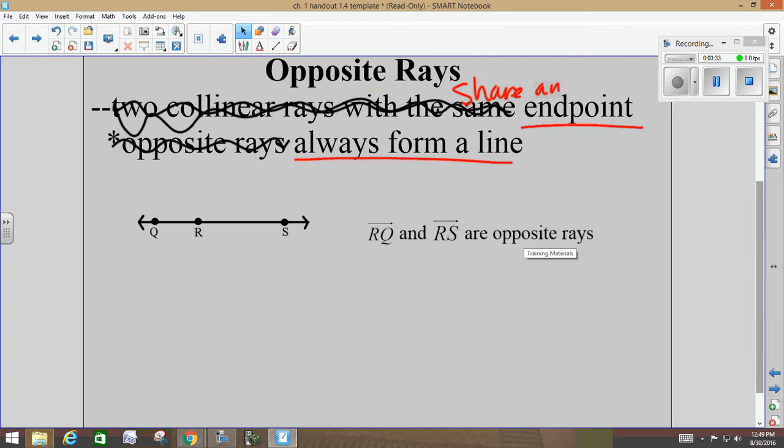This says that ray RQ and ray RS are opposite rays. RQ starts at R, then it goes towards Q. So there's ray RQ. Ray RS starts at R and goes towards S. They share an endpoint, R, and they're moving in opposite directions to make a line. Opposite rays.